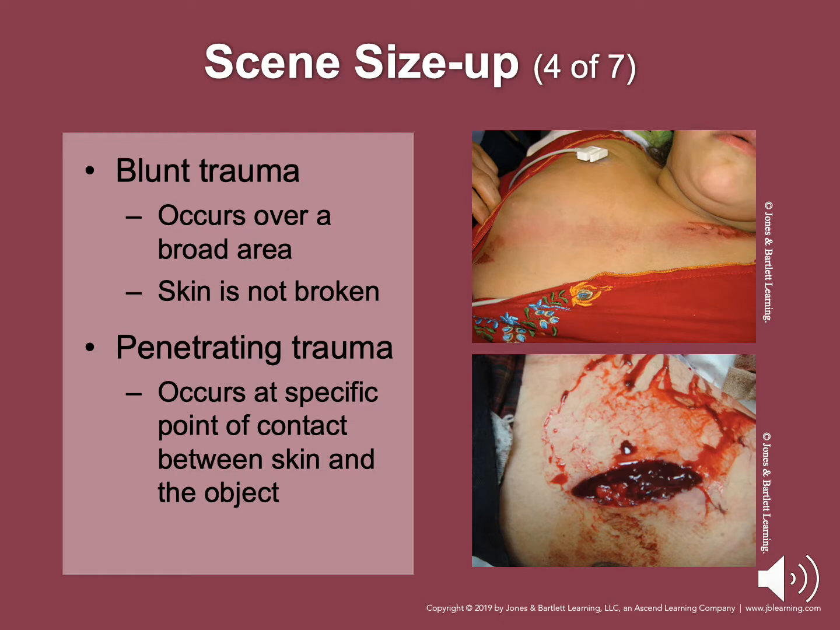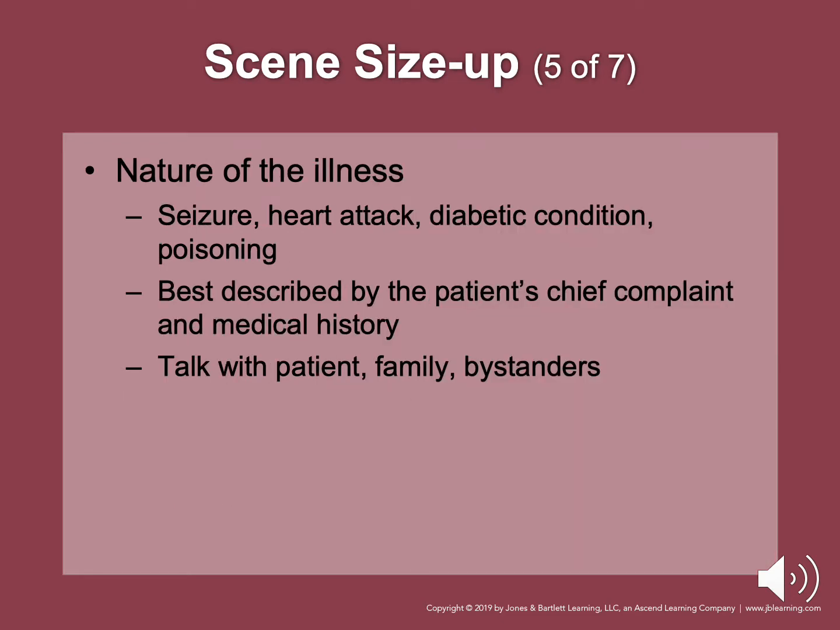Next, the nature of the illness: seizure, heart attack, diabetic condition, poisoning. This is an effort to determine the general type of illness and nature of the illness. It's best described by the patient's chief complaint and medical history. So, talk with the patient, family, and the bystanders about the emergency and why they called the ambulance today. They're going to give you the best clues as to what happened today.